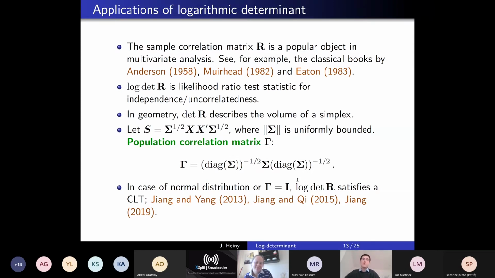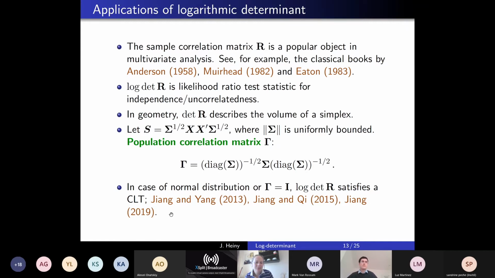And in the literature, this is available in two cases. First of all, in the case of normal distribution, so where all the entries are normally distributed, and the case that the population correlation matrix gamma is the identity. So in other words, if the sigma is not here. And this has been studied in these three papers here.